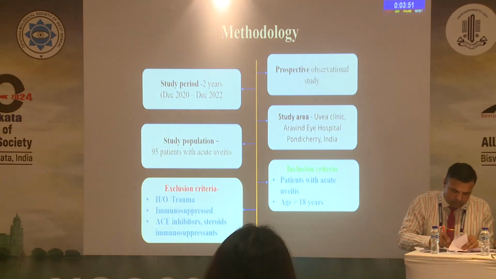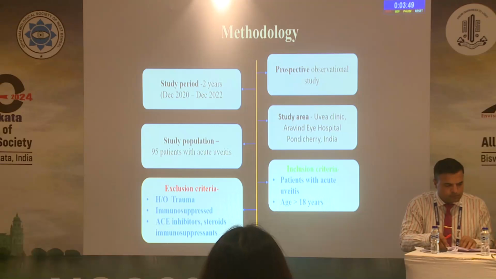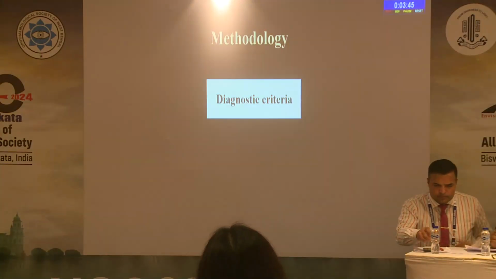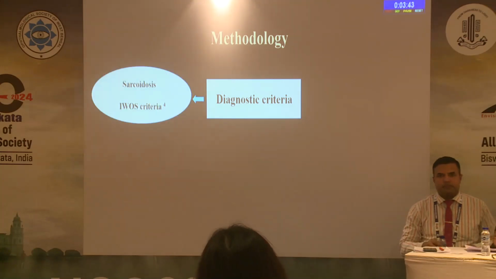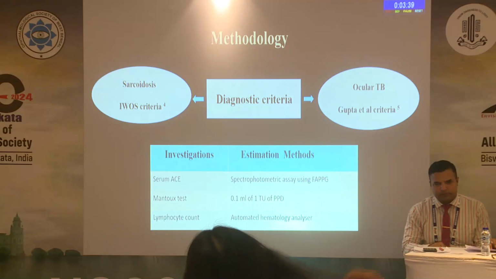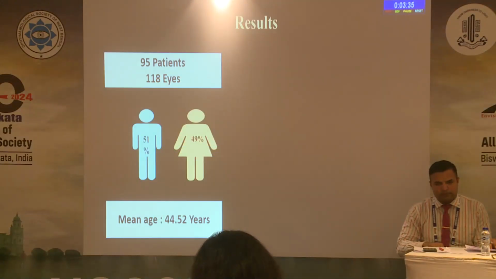We excluded patients with history of trauma, immunosuppression, use of ACE inhibitors, steroids, and immunosuppressants. We used the revised IWS criteria for sarcoidosis, and we used the Gupta et al. criteria for diagnosing ocular TB. ACE was estimated using a substrate FAPGG. We analyzed 118 eyes of 95 patients.